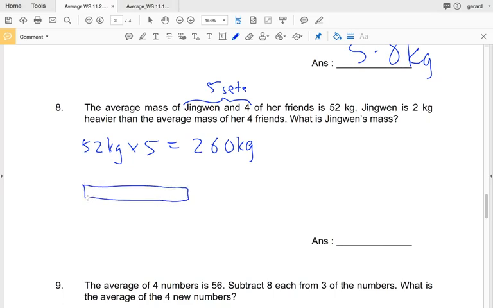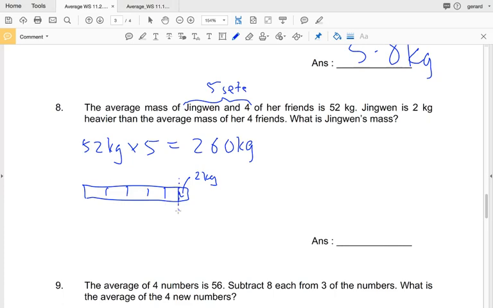Okay, I divide it into... I get rid of this small bit here. I call this bit 2 kg because Jingwen is 2 kg heavier. Then I just need to divide the rest into 5 equal parts. Right? Now, please take note, this one is not equal to the rest.